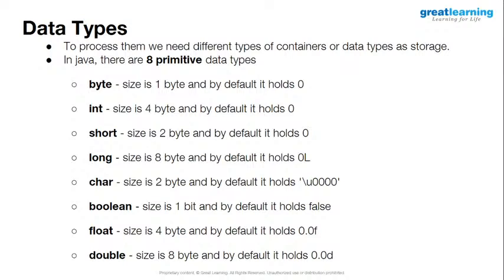You see, int, short, long, all these come in a single category. Float and double come in a single category. So there are 8 primitive data types. Only these things are there.